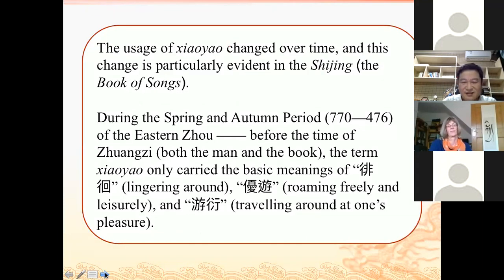So the usage of Xiaoyao changed over time, and this change is particularly evident in the Book of Songs, the Shi Jing. During the Spring and Autumn period of the Eastern Zhou, before the time of Zhuangzi, both the man and the book, the term Xiaoyao only carried the basic meaning of lingering around, roaming freely and leisurely, and traveling around at one's pleasure.